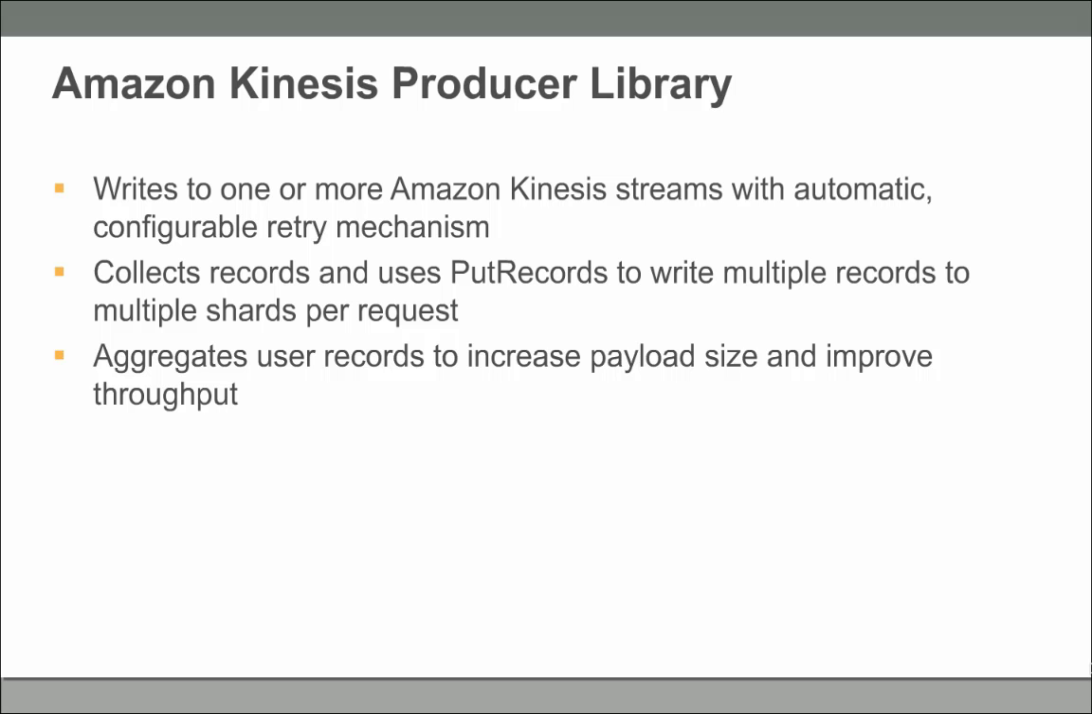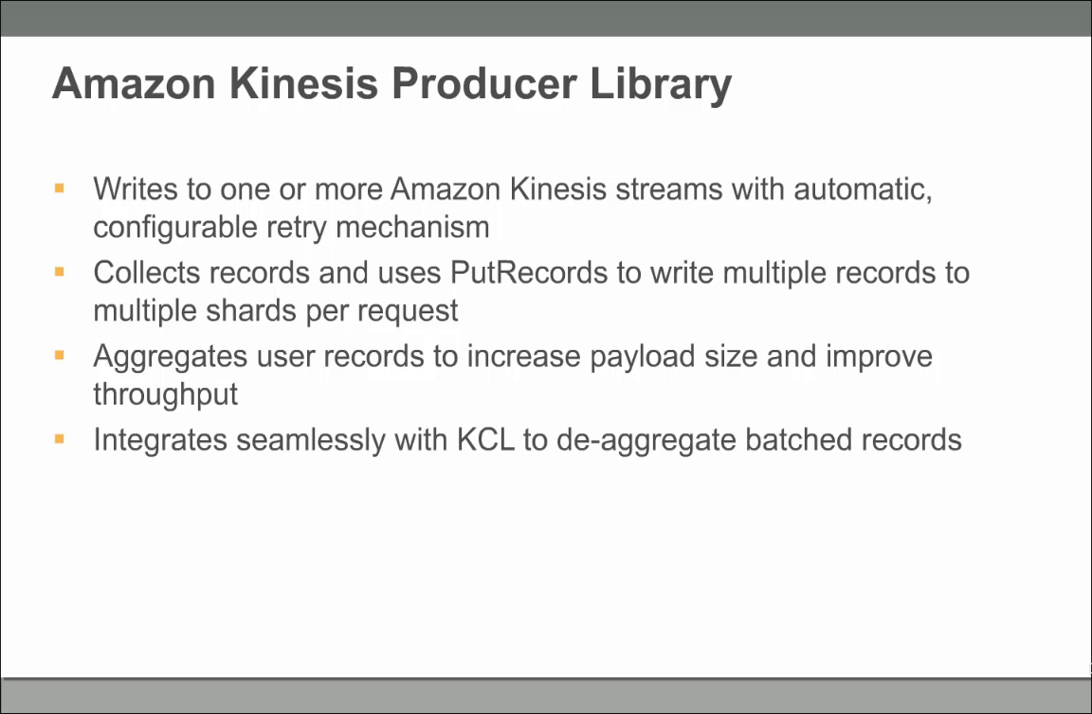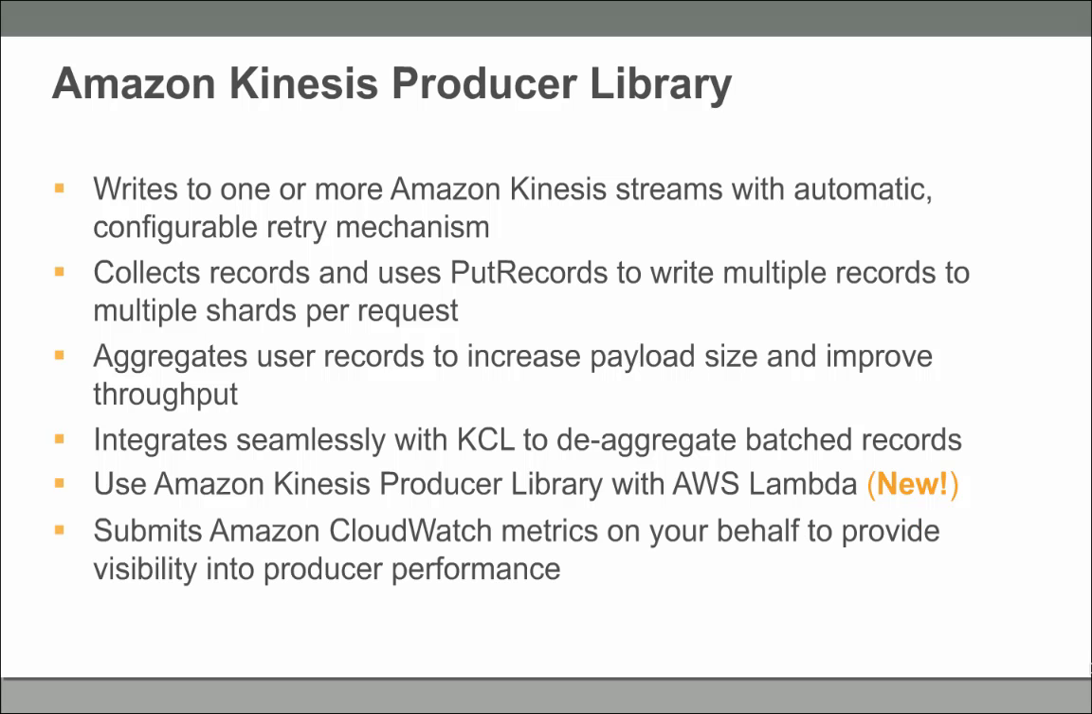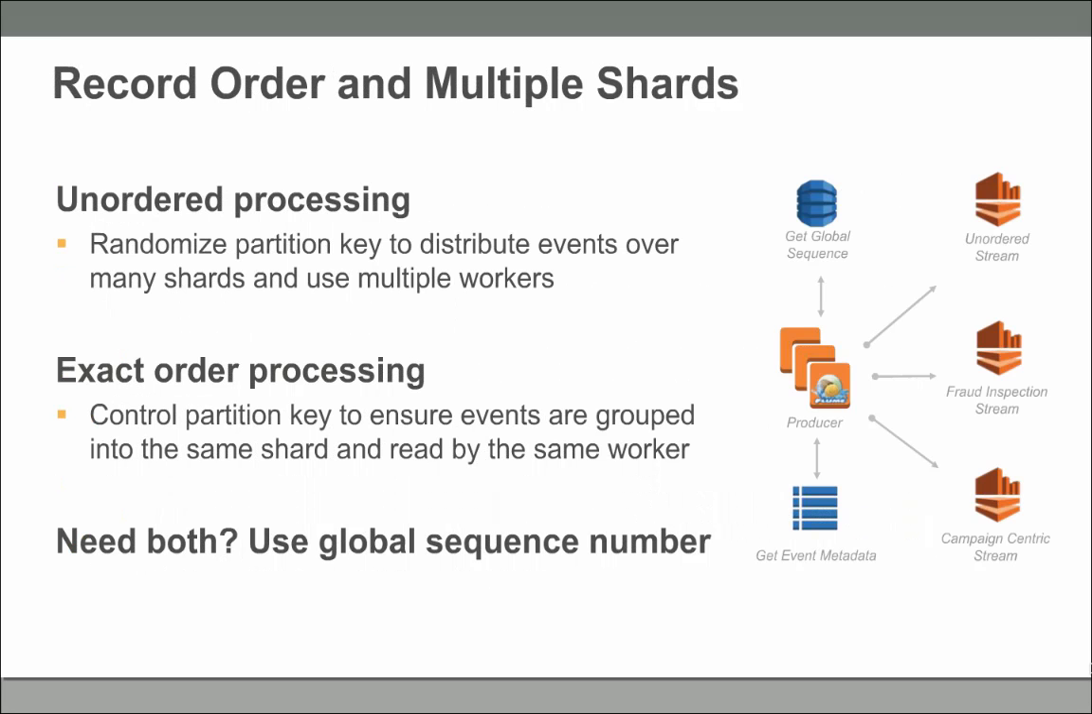It'll aggregate user records to increase the payload size and improve throughput, and it works with the KCL to deaggregate batched records on the other side when you're reading the records out. The Amazon Kinesis producer library now works with AWS Lambda. There's a library that you can include with your Lambda functions that will allow you to read the aggregated records. And then it also works with Amazon CloudWatch so that you can watch metrics to get some visibility into the producer performance.